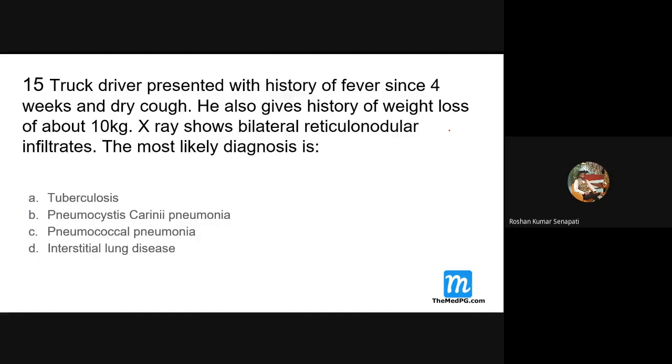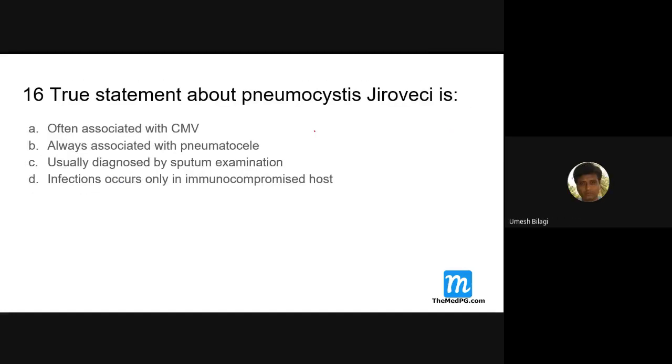A true statement about Pneumocystis jirovecii: it is often associated with CMV, cytomegalovirus. It is always associated with pneumatocele. It is usually diagnosed by sputum examination. Infections occur only in immunocompromised hosts. Which of them is correct? Sir, D.